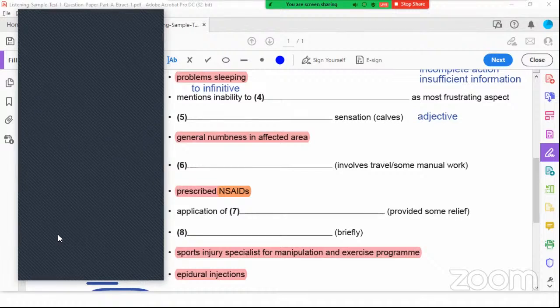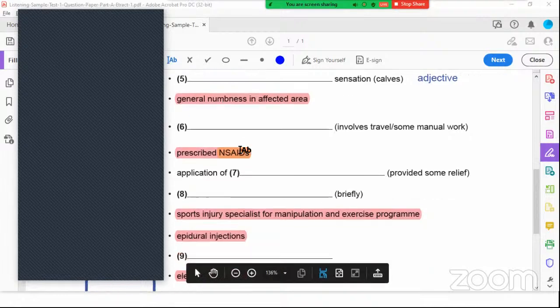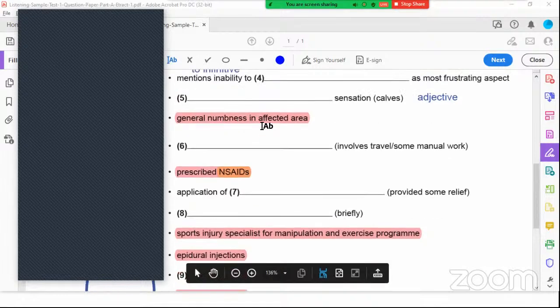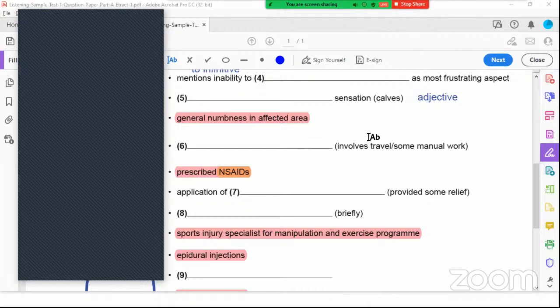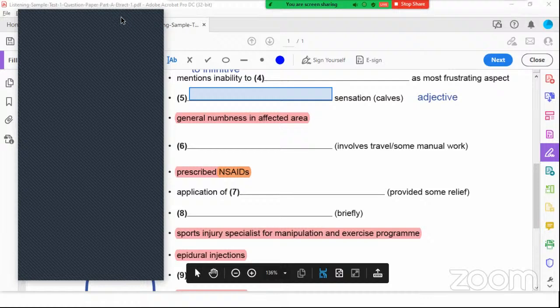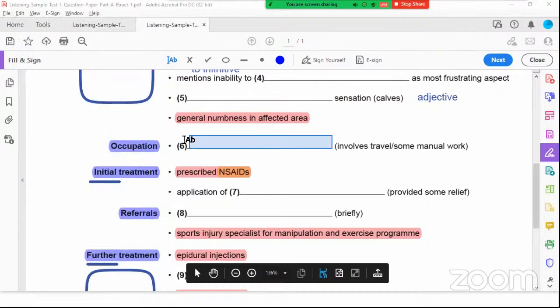Okay, question number 6. Now let us see question number 6. General numbness. See here, general numbness in the affected area. Numbness means no sensation. Next one, 6th one, dash. What is the dash here? Now this dash is occupation.